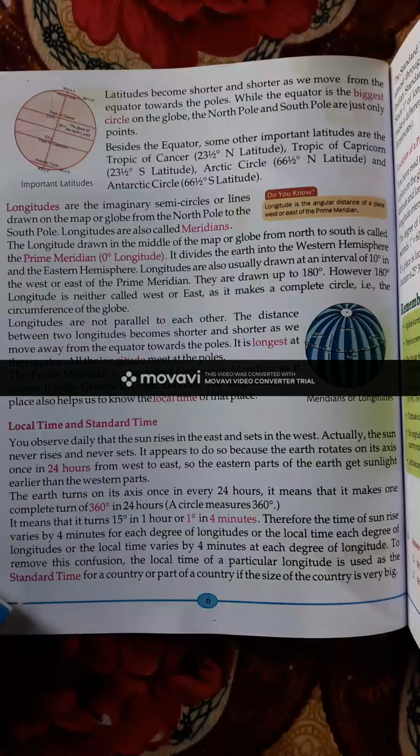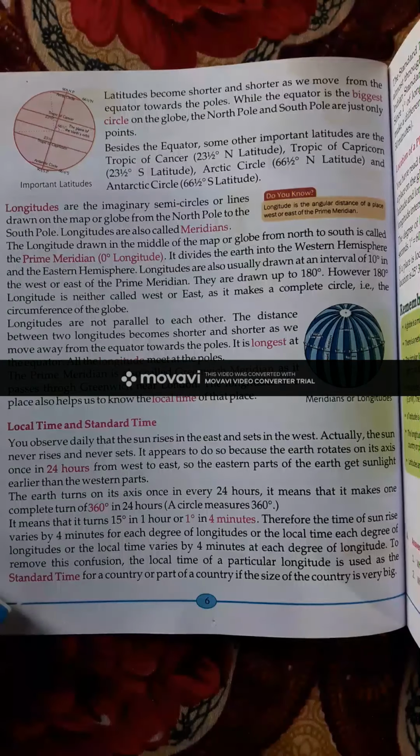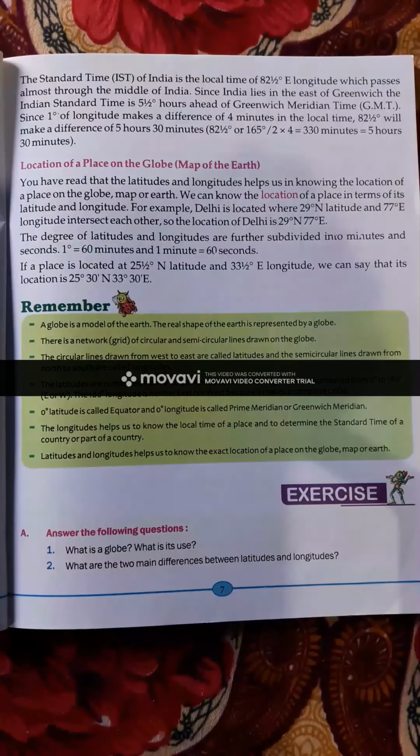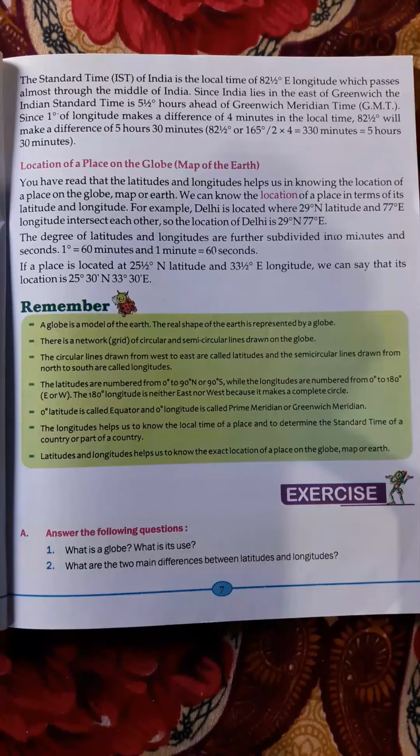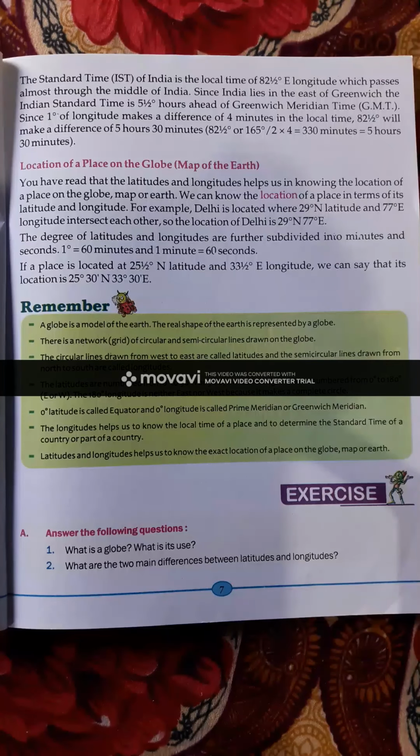If the size of the country is very big, the standard time of India is the local time of 82.5 degrees east longitude, which passes almost through the middle of India. Since India lies in the east of Greenwich, the Indian standard time is 5.5 hours ahead of Greenwich meridian time.